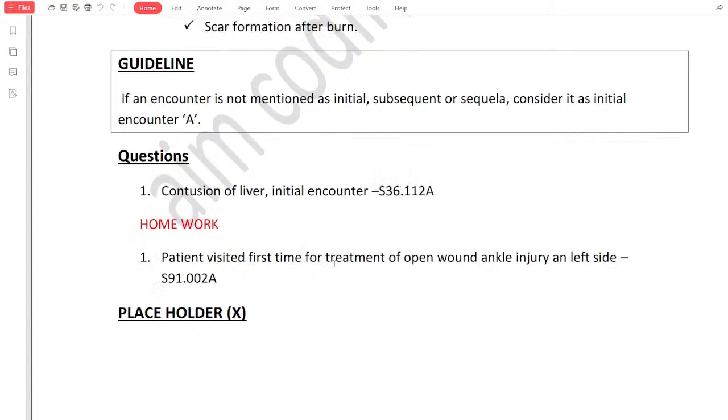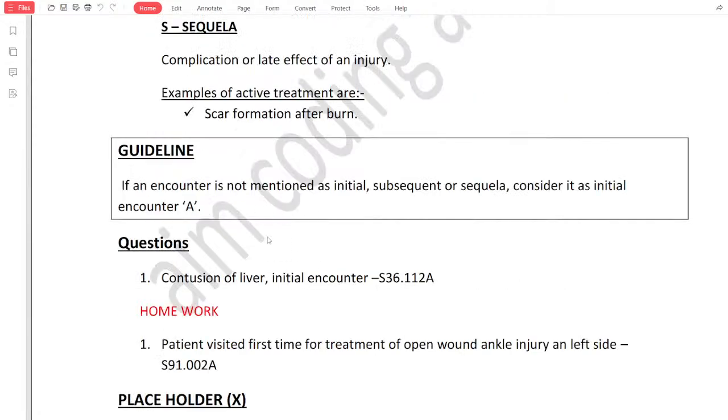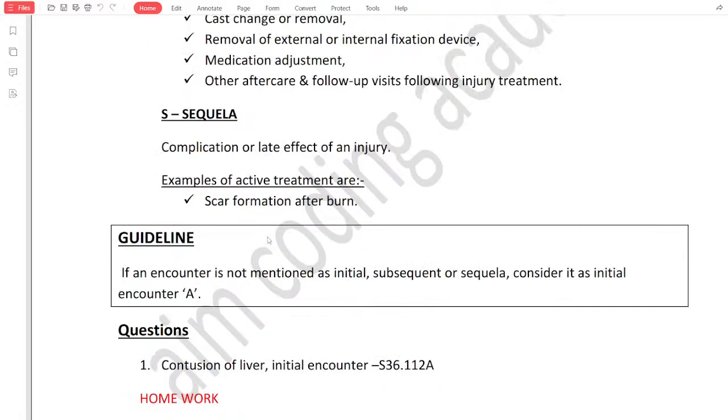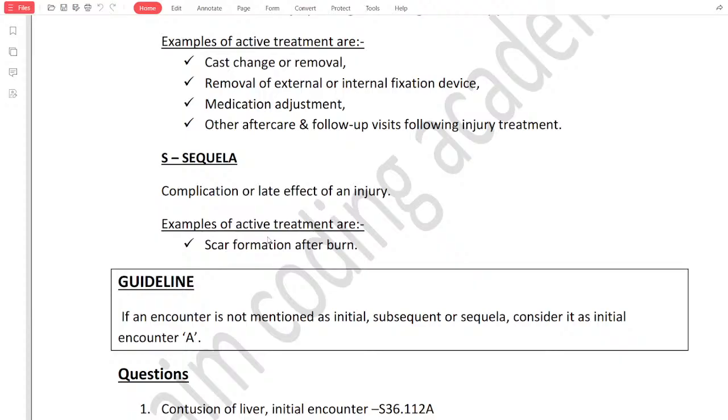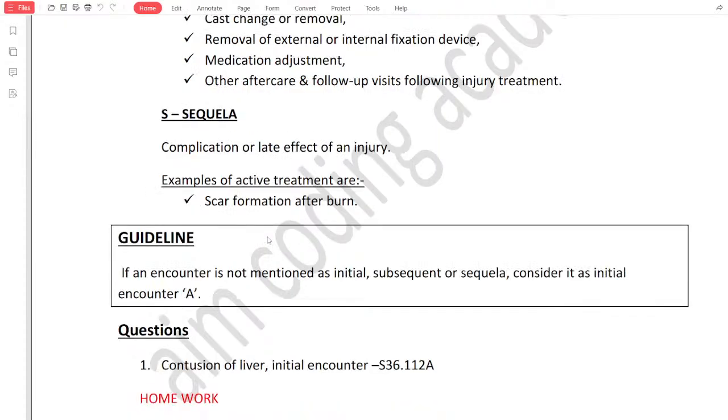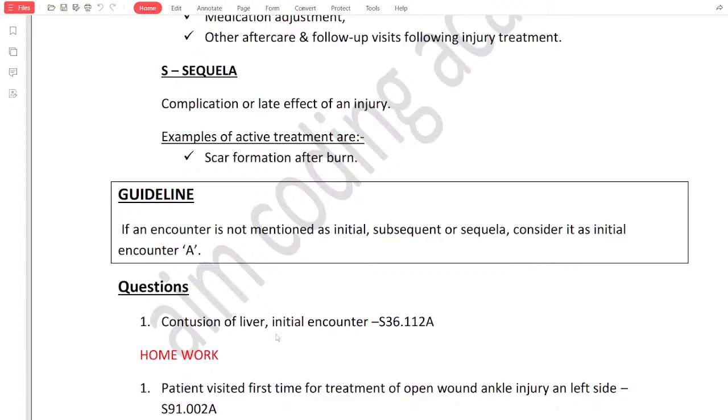Yeah, next one is related to initial encounter, subsequent encounter, and sequela. Okay, I have already told you about that. We have a seventh character called ADS. A is for initial encounter, D is for subsequent encounter, and S for sequela. So here the question, contusion of liver initial encounter. They have mentioned initial encounter.